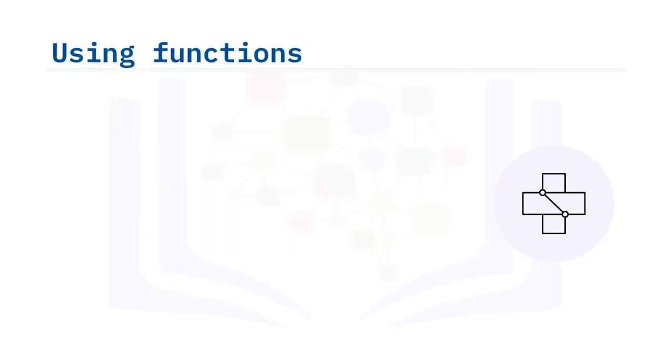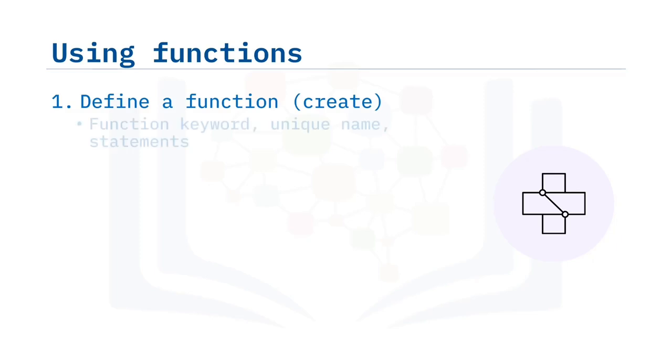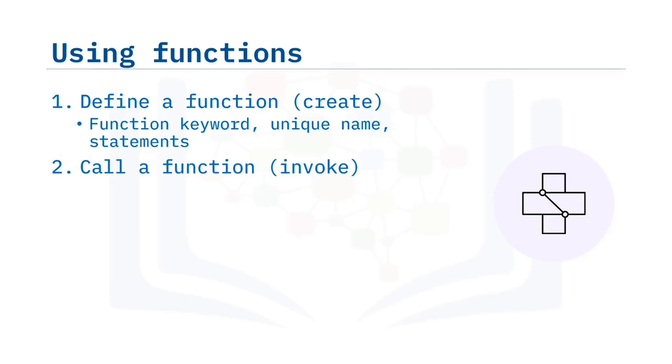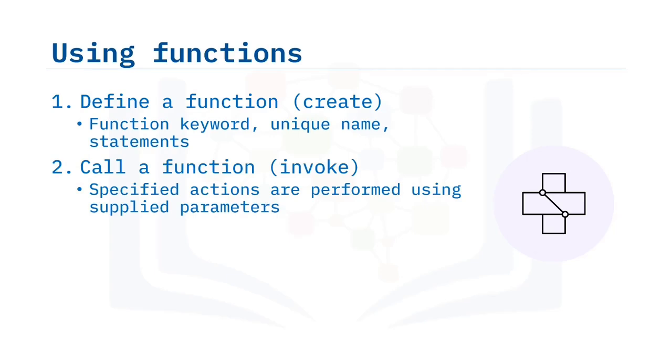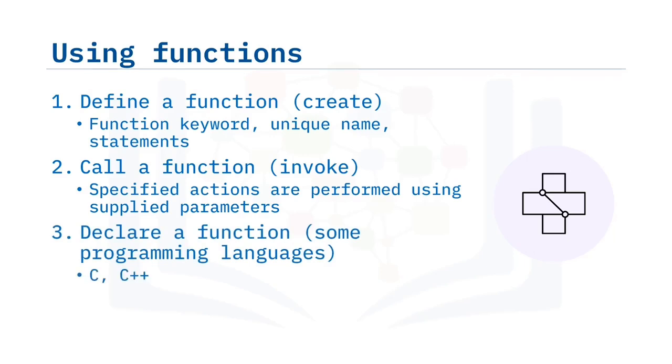There are a few steps to using functions. The first thing you need to do is define or create a function. When you define a function, you provide a function keyword, then give the function a unique name, and you provide the statements that make up the body of the function. Once a function has been defined, it then needs to be called or invoked. When you call a function, the specified actions within the function are performed using any specified parameters. While defining and calling functions are common to all programming languages, some programming languages, such as C and C++, also require you to declare a function.